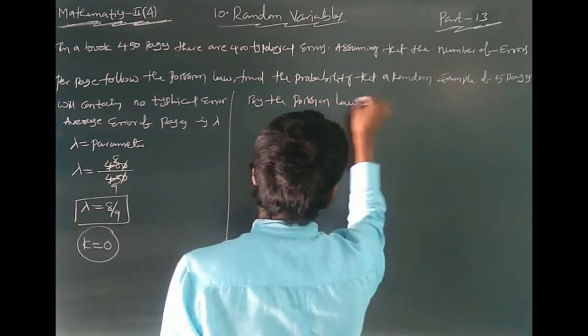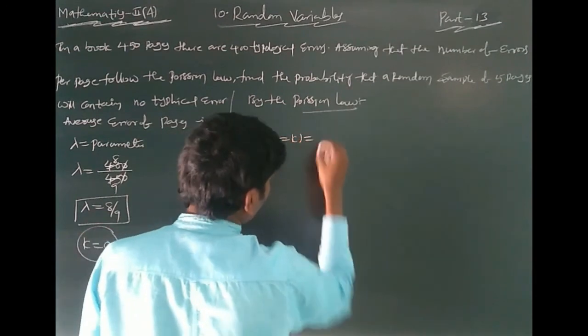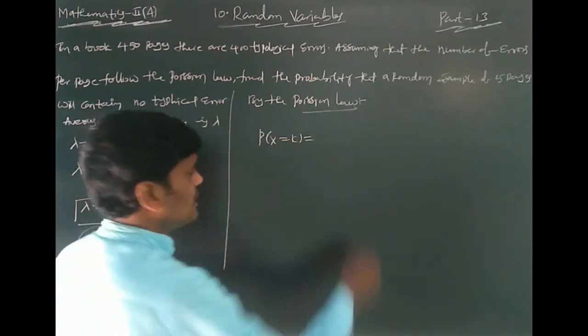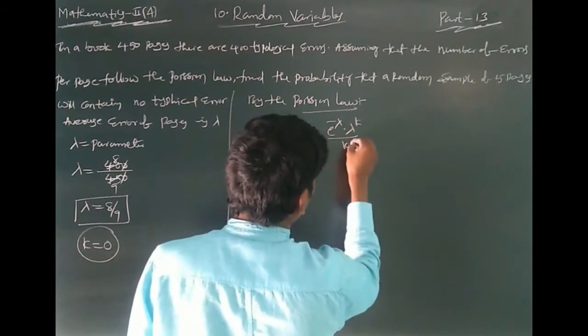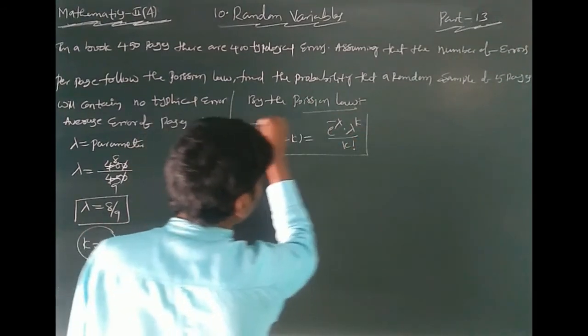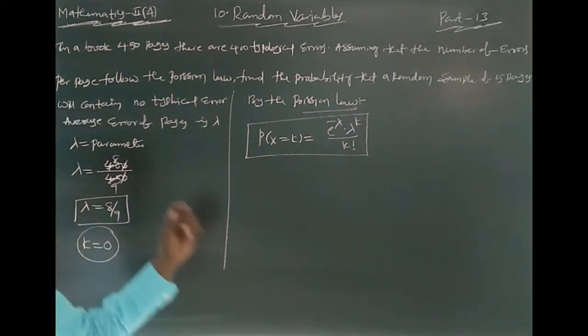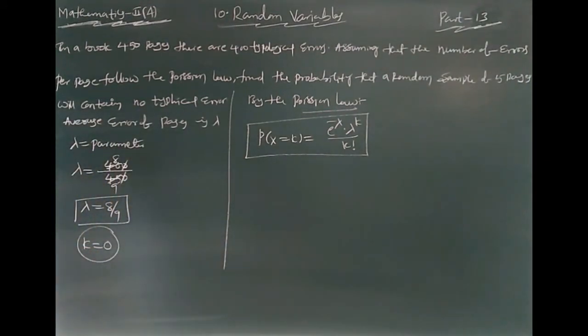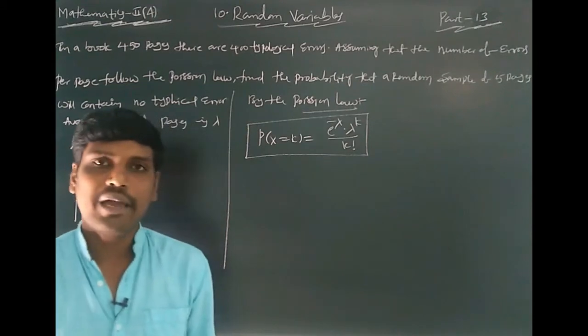What is the Poisson law? In this Poisson law, P of x equal to k is equal to e power minus lambda into lambda power k by k factorial. This is the Poisson law or Poisson distribution formula. What is that formula, students? P of x equal to k is equal to e power minus lambda into lambda power k by k factorial.